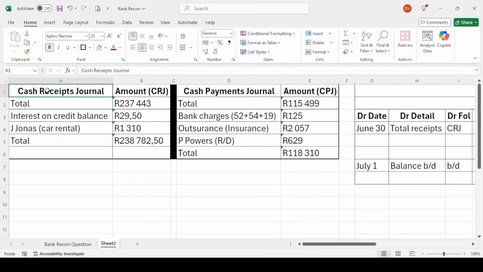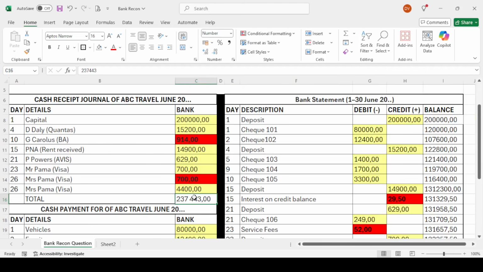For your cash receipt journal, you have inserted your total. You will see, guys, we only use these two columns. It's just almost as if it's a little calculation workout. It's not a full cash receipt journal. So you'll show cash receipt journal and amount. The first thing that we write down is our total. The total is 237,443. We got this total from our cash receipt journal.